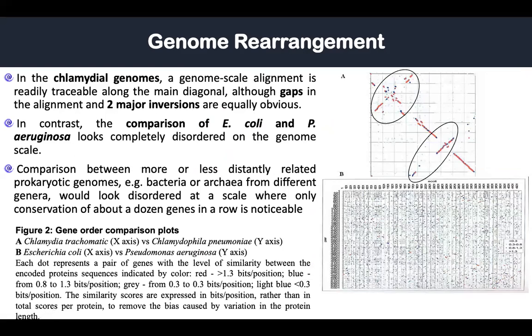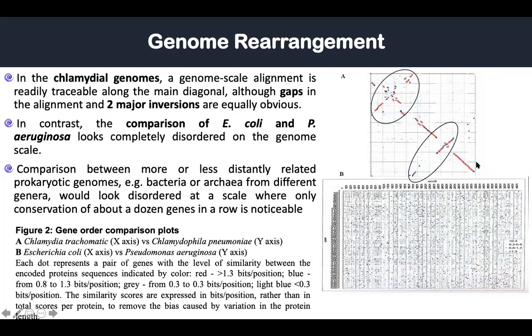Moving on to genome order rearrangement. You're looking at the chlamydial genomes here. These are from the same genus, right? You can see a genome scale alignment is readily traceable along the main diagonal line, although gaps in the alignment and two major inversions are equally obvious.